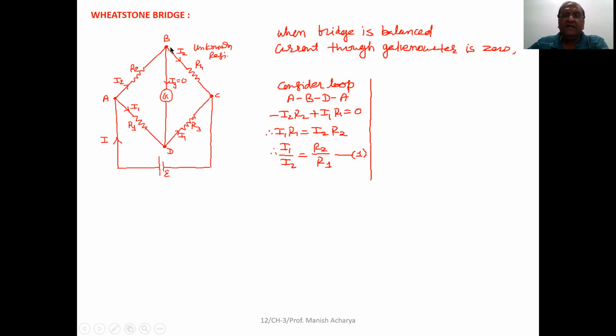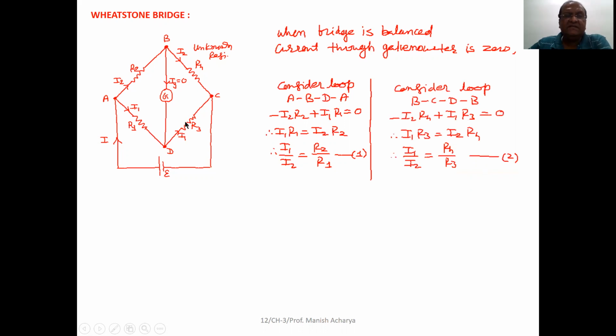Now consider the second loop, that is B, C, D, B. When you are moving B to C, you are moving in the direction of the current I2 through resistor R4, which is a known one. So the potential difference is minus I2 R4. Then C to D, you are moving in the opposite direction of the current I1 through resistor R3. So the potential difference is plus I1 R3.